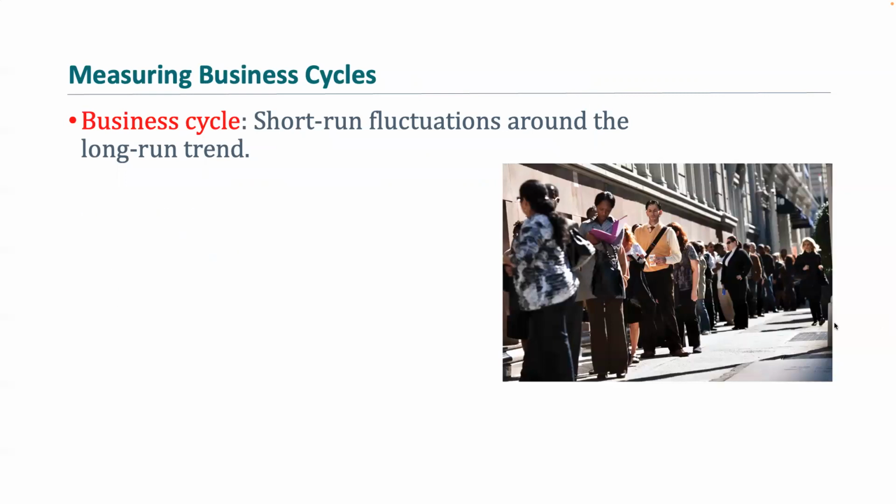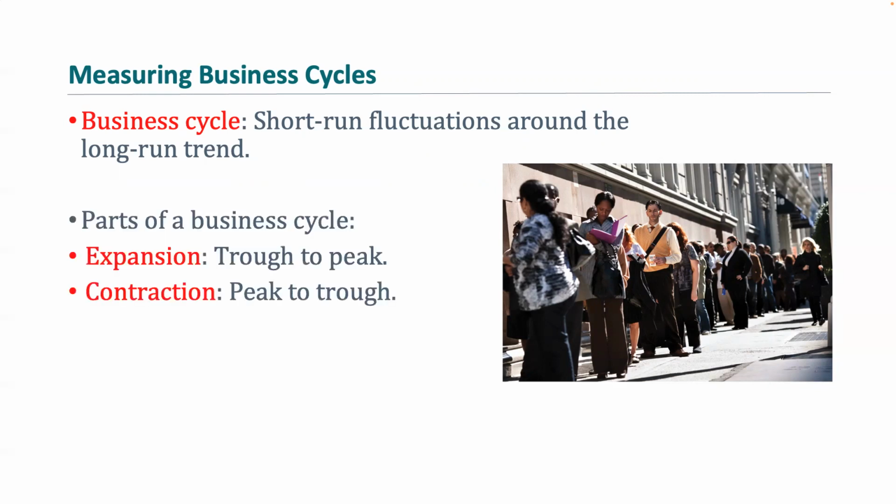The business cycle has 2 parts. These are expansion and contraction. A complete business cycle will include periods of both expansion and contraction. An expansion is from a trough in GDP to a peak in GDP, which we'll see on the next slide to help you visualize. During an expansion, total production and total employment increase. A contraction or a recession is from a peak in GDP to a trough. During a contraction, total production and total employment decrease.